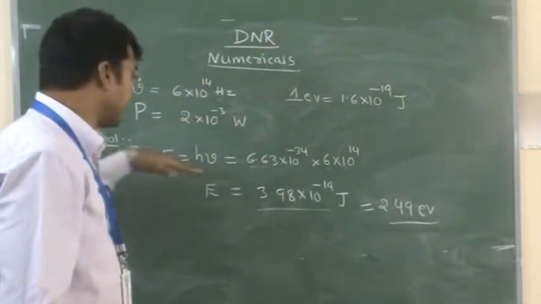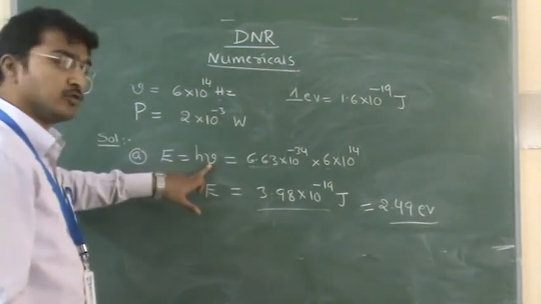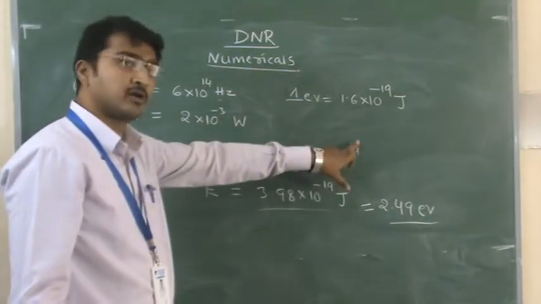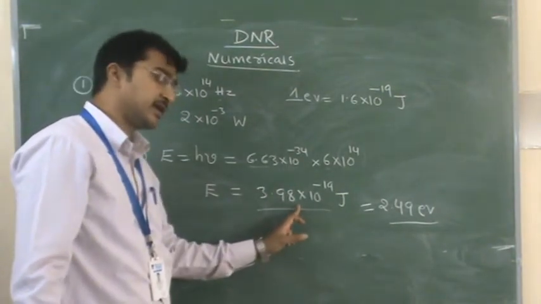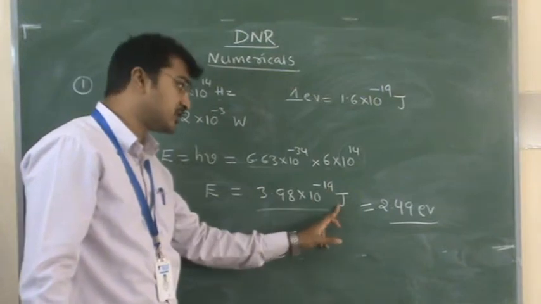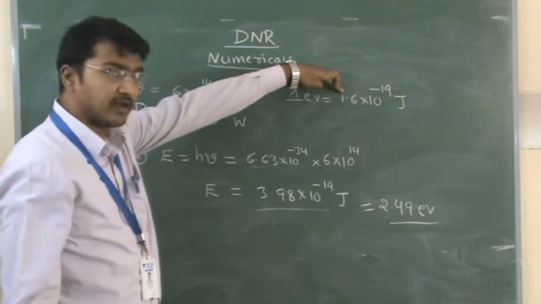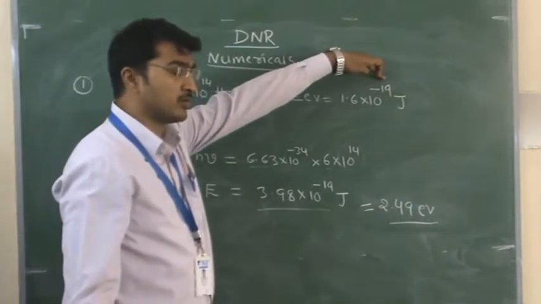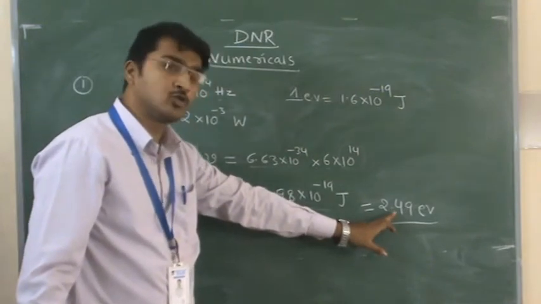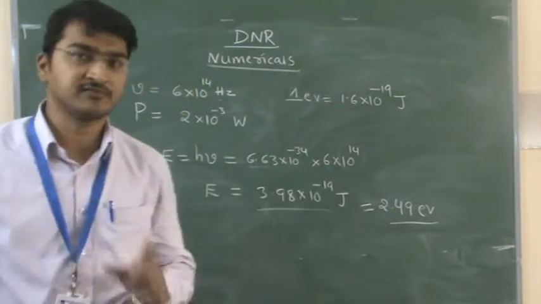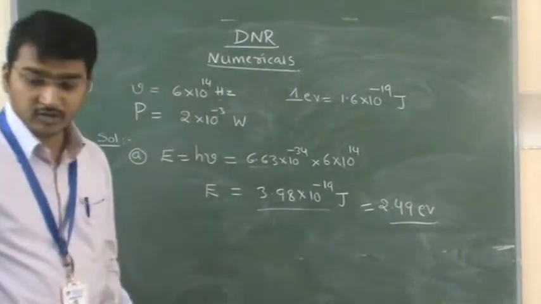This is the first part: energy of the photon, h is the Planck constant, nu is the given frequency 6 into 10 to the power of 14. By multiplying, you will get the energy in joules, 3.98 into 10 to the power of minus 19 joules. If you convert joules into electron volts by dividing the value by 1.6 into 10 to the power of minus 19, you will get the answer as 2.49 electron volts. This is the first part of the first question. Now I'll go for the second one.